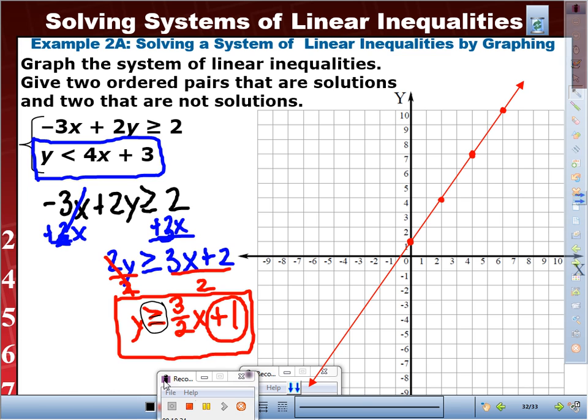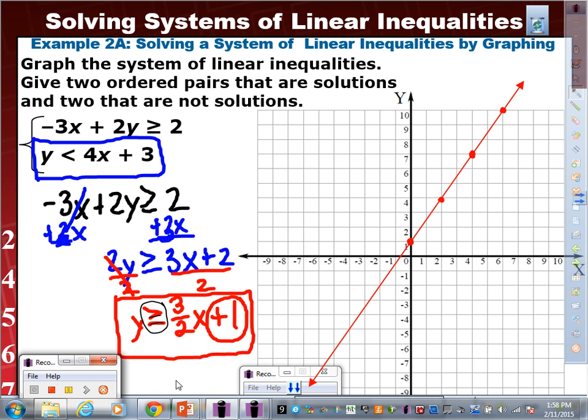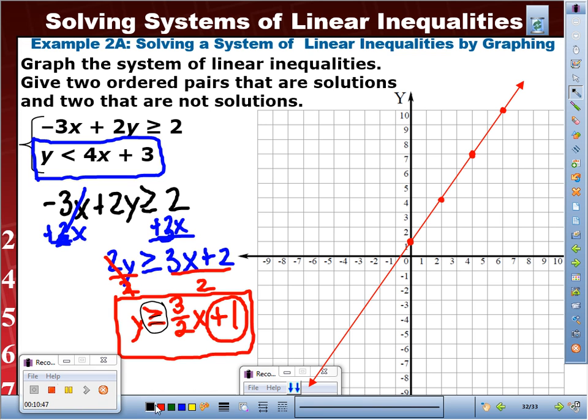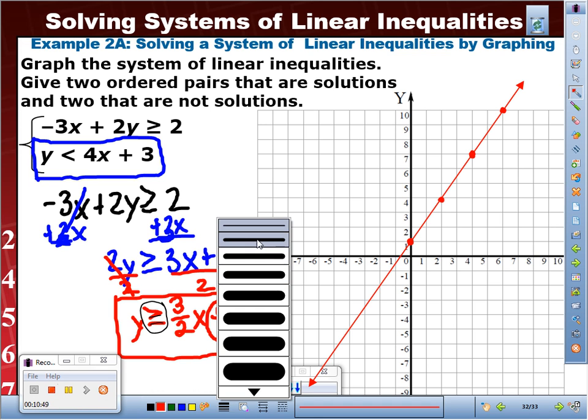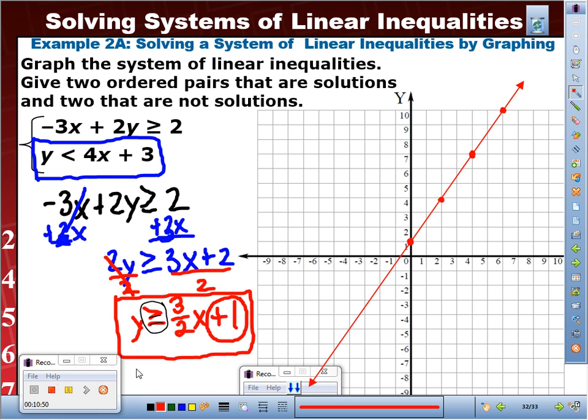Okay? At this point, now we need to find out which way to shade for the solution set of that line. I'm going to use red. Look up, please. What information do we need from our inequality? We need the y greater than or equal to, what else? And the plus 1.